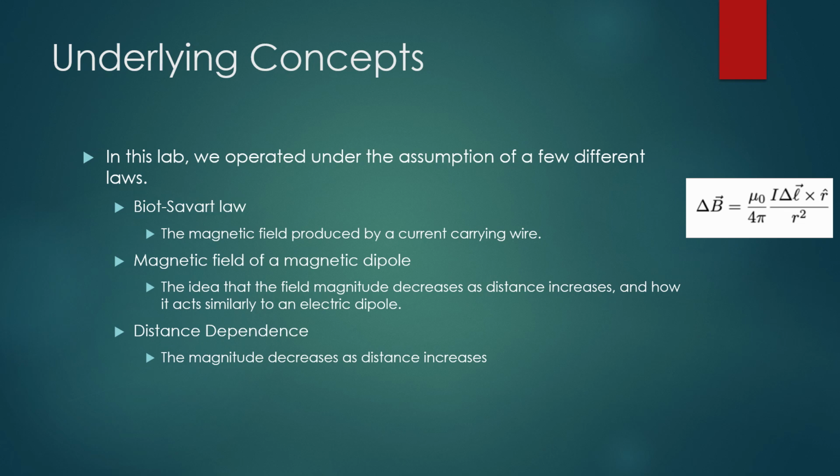In this lab, we operated under the assumption of a few different laws. The Biot-Savart law, which is the magnetic field produced by a current-carrying wire, with the equation on the right. The fact that a magnetic field acts like a dipole, which is that the field magnitude decreases as distance increases, and how it acts similar to an electric dipole. And again, that the magnitude decreases as distance increases.